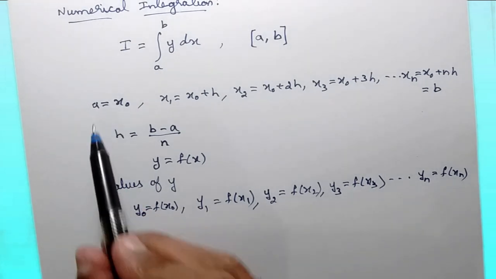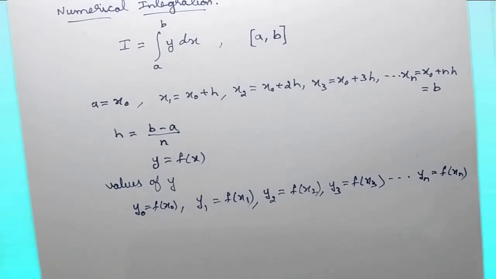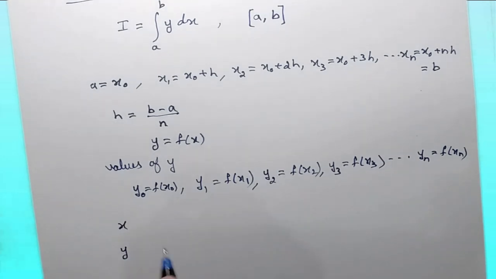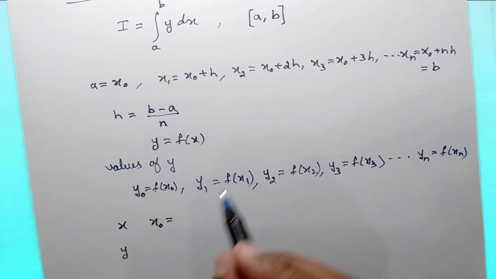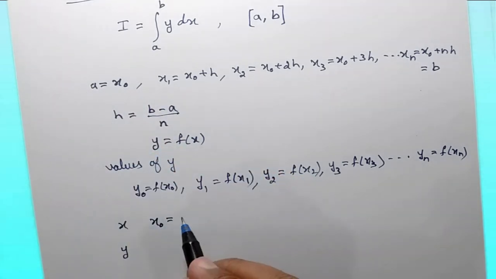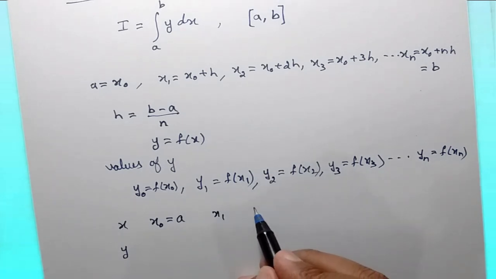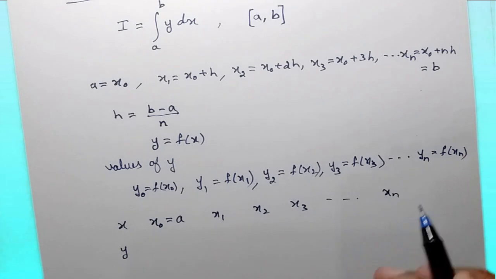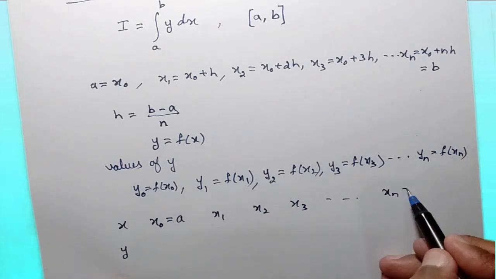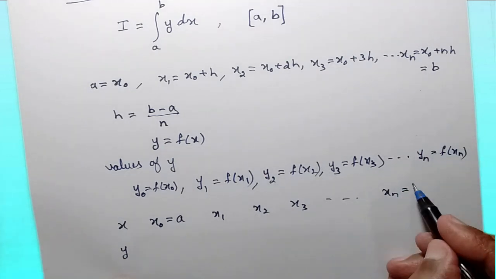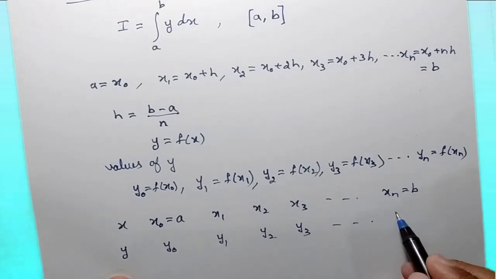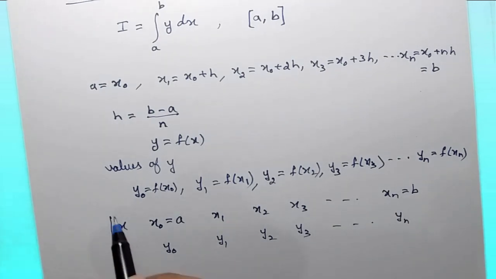So you got the values of x and you got the values of y. Suppose you write them down in the form of a table, x values and y values. What are your values of x? The initial value x naught is a. Then you have x1, x2, x3, and so on, up to xn, the final value, which is b. Then the y values are y0, y1, y2, y3, and so on, yn. So this is how you can prepare the table.